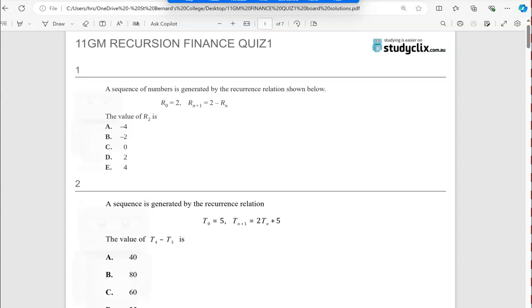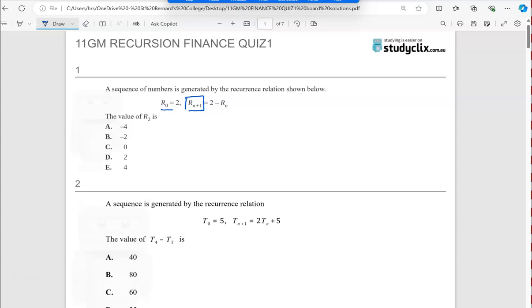Okay, so with this, let's go through question 1. The sequence of numbers is generated by the recurrence relation as shown. So it's a recurrence relation when you have a 0 and then a rule. Remember, this just means this is the rule of how you get the next term, if you've got the one before. So it's asking for the value of term 2.